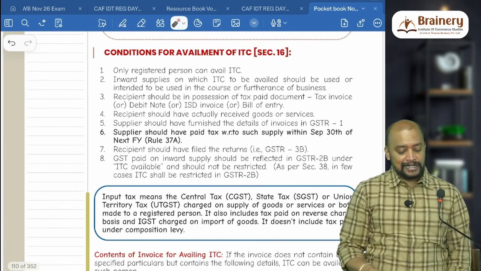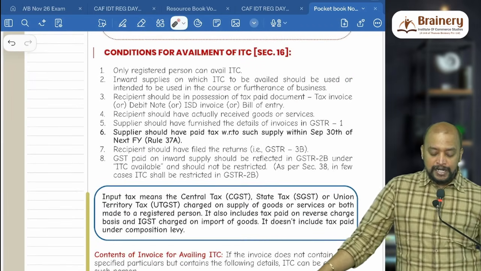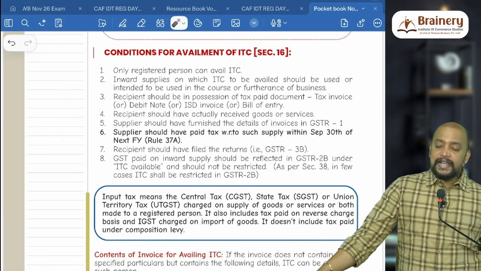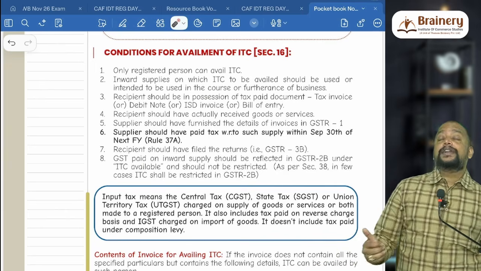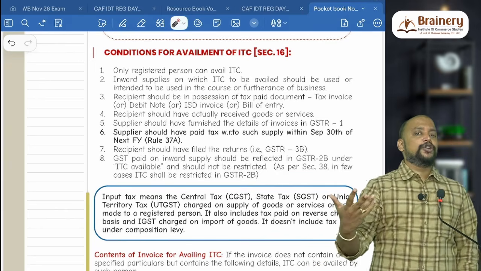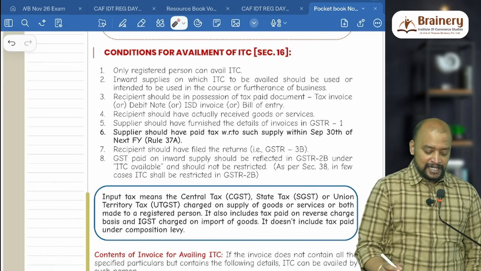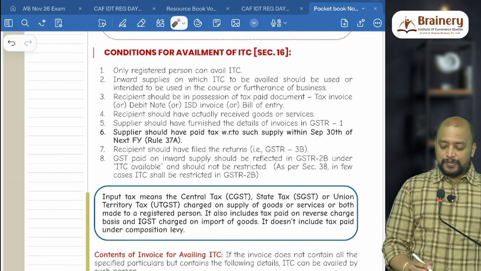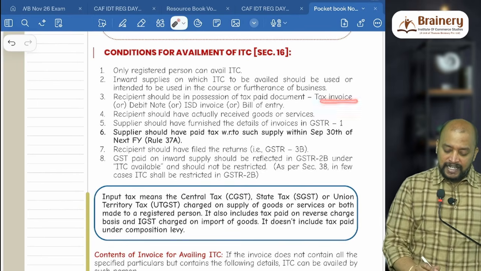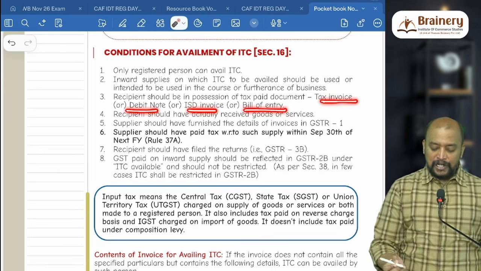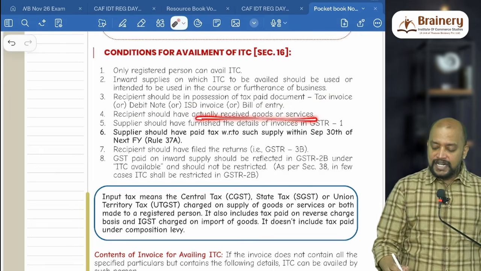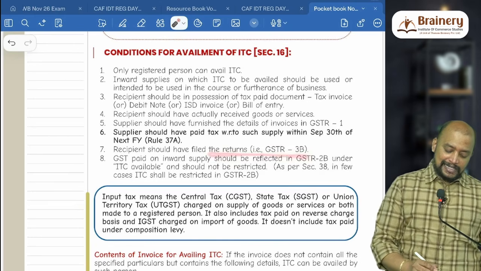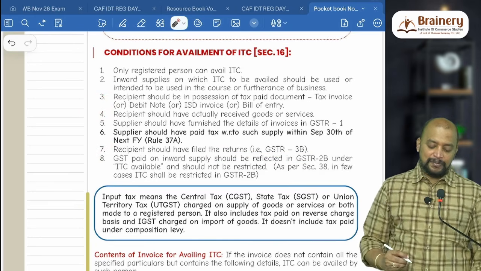Then we saw section 16, conditions for availment of ITC. So total 8 conditions are there. Number 1, only a registered person can avail the ITC. Inward supplies should be used or intended to be used in the course or furtherance of business, and the person availing ITC should be in possession of a tax paid document. That tax paid document is tax invoice, debit note, ISD invoice and bill of entry. Then the recipient should have actually received the goods or services, and the recipient should have filed the returns. These are the 3 additional conditions to be fulfilled by the recipient.